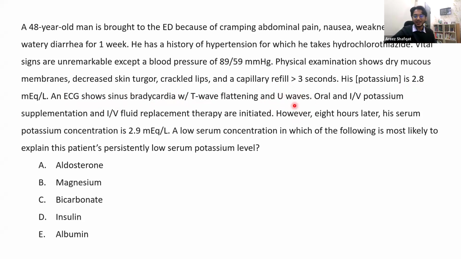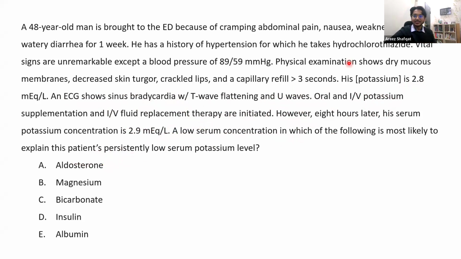U waves are an important sign of hypokalemia. Oral and IV potassium supplements are started and IV fluid replacement for his hypotension is initiated. However, 8 hours later, his serum potassium is still 2.9 milliequivalents. A low serum concentration in which of the following is most likely to explain this patient's persistently low serum potassium?